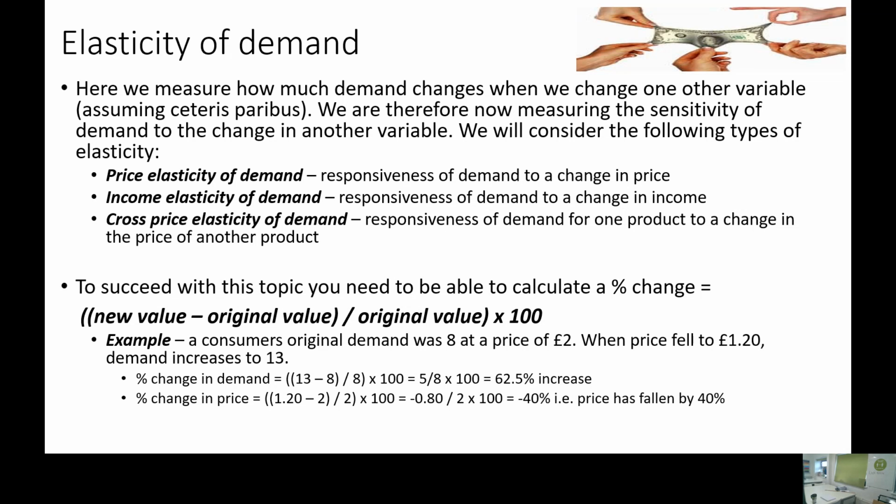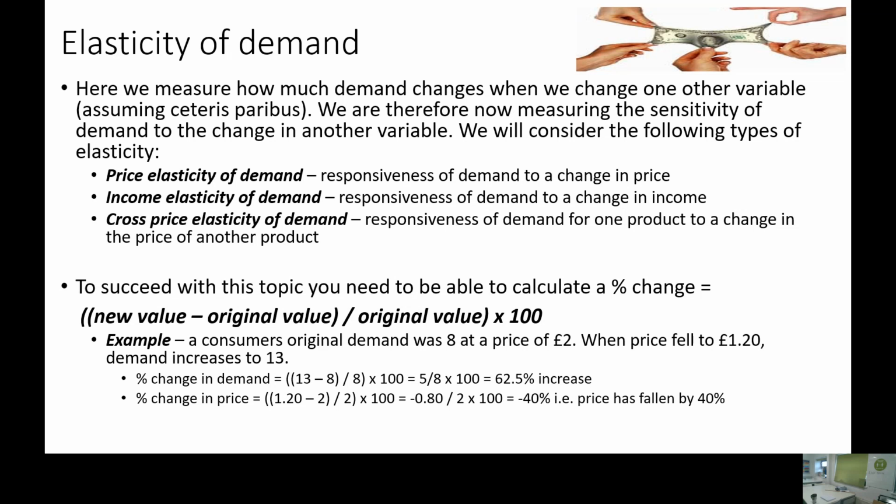So to work out a percentage change, the formula that you would use would be new value minus original value. Whatever you then get from that number, you will then divide by the original value. And whatever you get from that, you would then multiply by 100. And what you've got at the bottom of the page there is a numerical example talking you through this. So this is the start of thinking about price elasticity of demand.